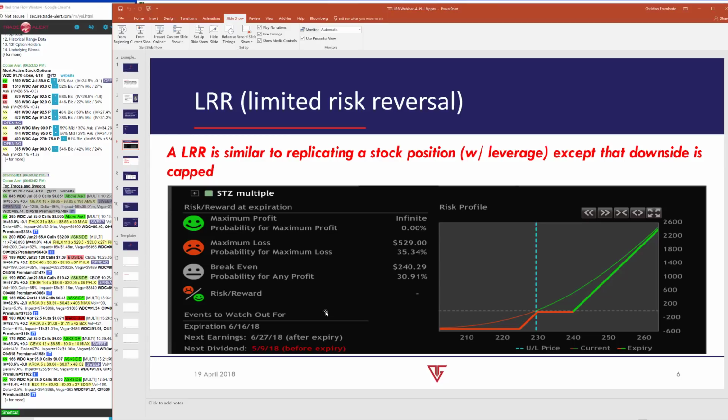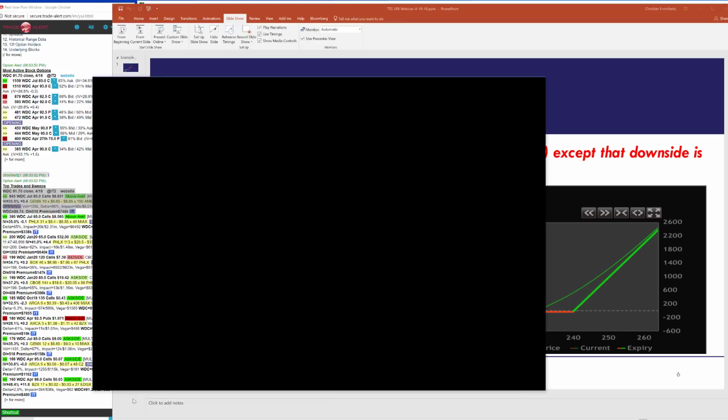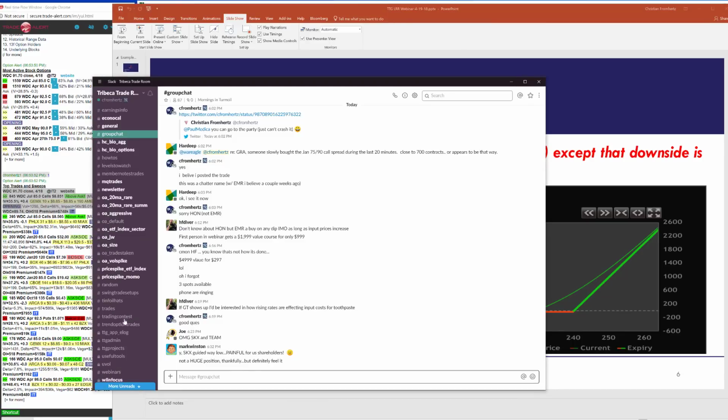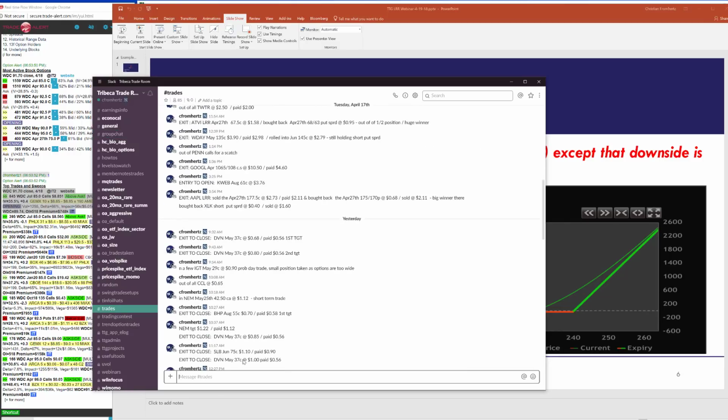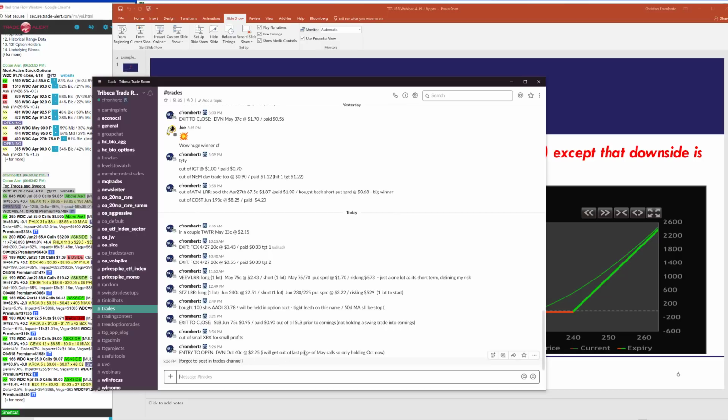But my maximum loss, and you could see the trade that I did here. I guess it doesn't show you the strike, but you could go into Slack and into the trades channel. I think this was one of the last trades that I did today. And what I did was I went long the June 240 calls.